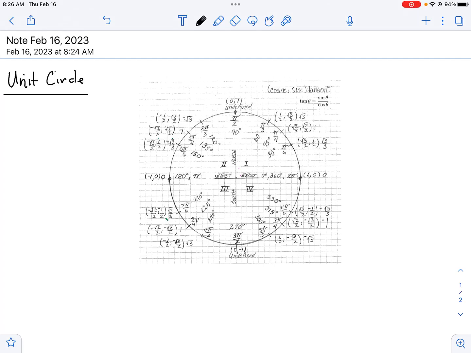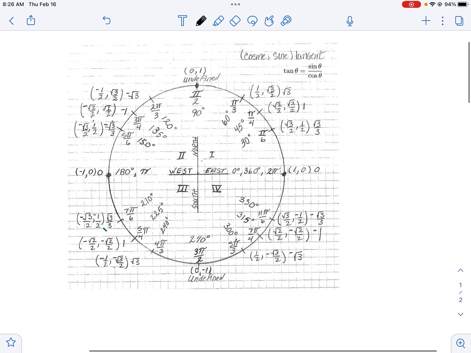Hey friends, so a real quick video on how to use the unit circle. So if you look at the unit circle, there's a couple keys on here that are necessary.